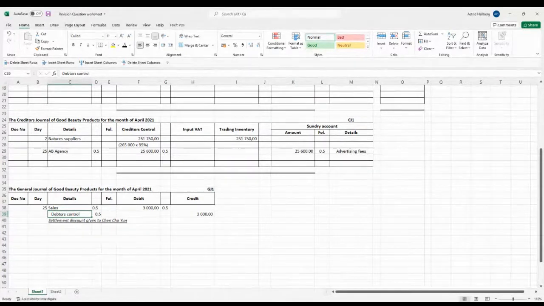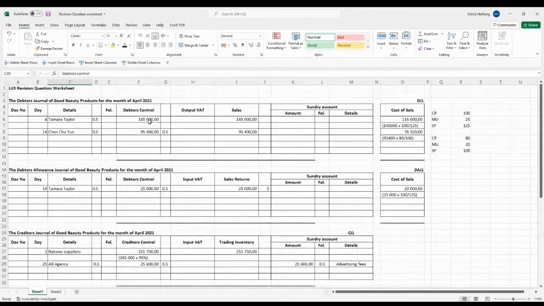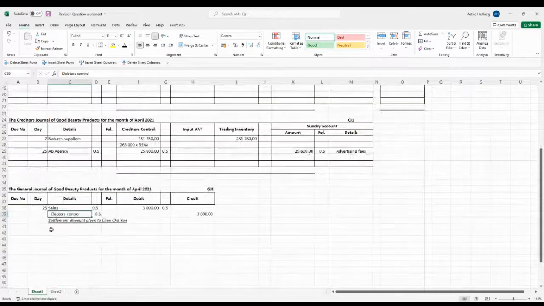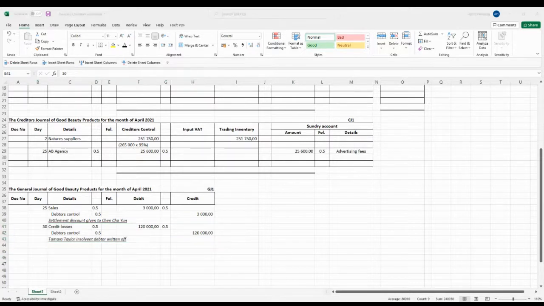Then we received a letter from Tamara Taylor saying she can no longer pay us. Now let's quickly go back. So what does Tamara owe us? She owes us 145,000 less the 25,000. So she owes us 125,000. That will then be written off in our general journal as well. So we debit credit losses, we credit debtors control with 120,000.